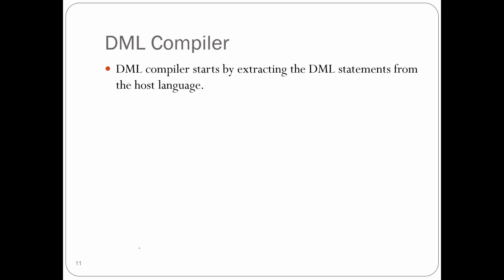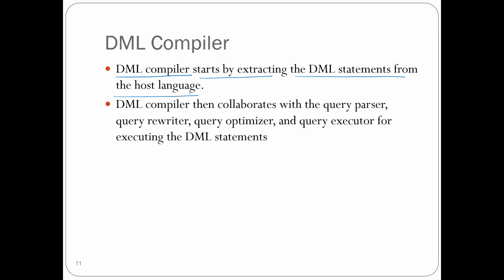All right, so back to DML compiler. What the DML compiler does is it starts by extracting the DML statement from the host language. Then the DML compiler will have to collaborate with other components of the query processor. What are these? Query parser. Then there is query rewriter. We have query optimizer, and we also have query executor that will finally execute the DML statements.